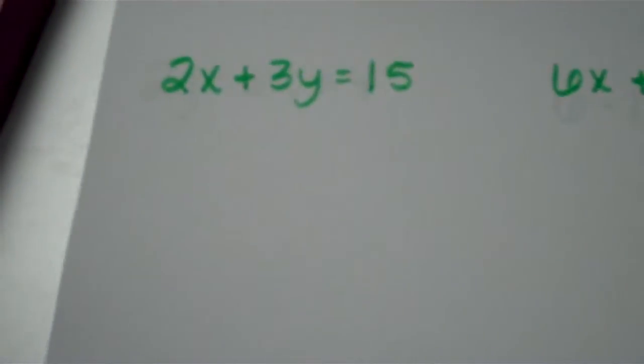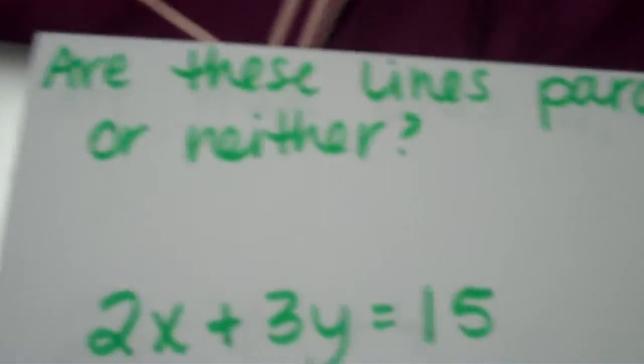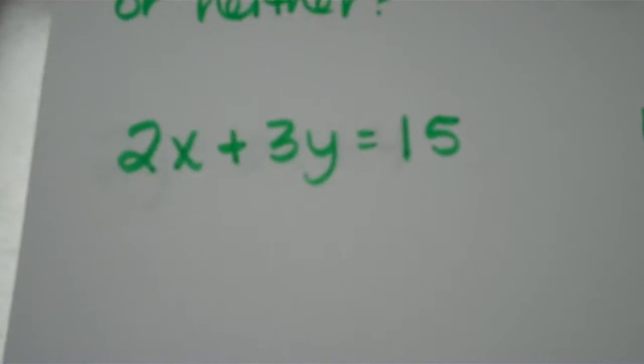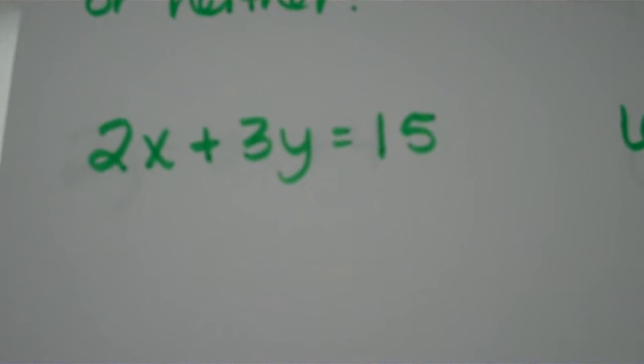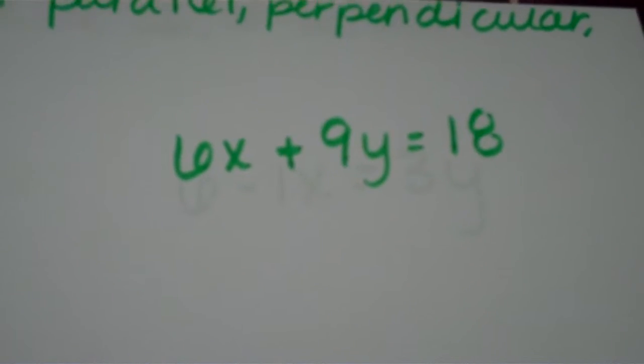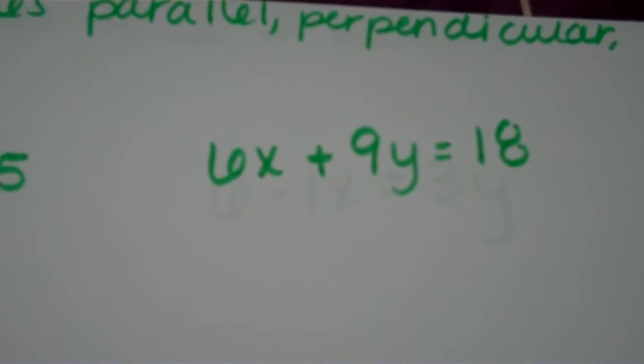Okay? Let's do another one. These are all important, so don't skip out on one. Are these lines parallel, perpendicular, or neither? Okay, and I have 2 lines. So write that one down. 2x plus 3y equals 15. 6x plus 9y equals 18.